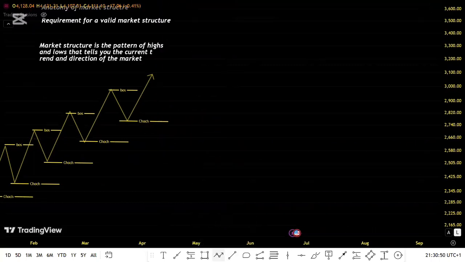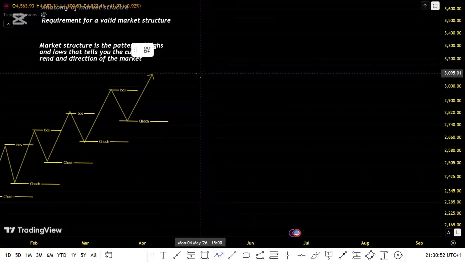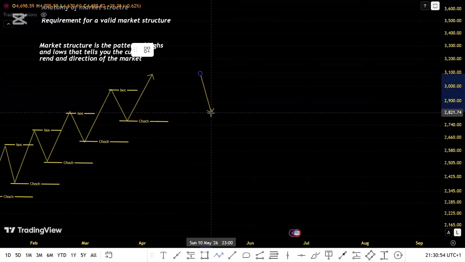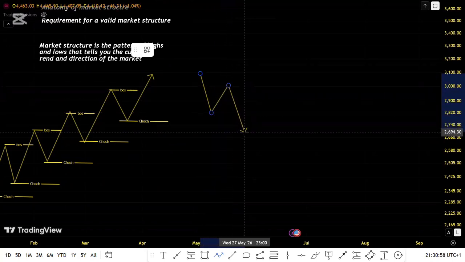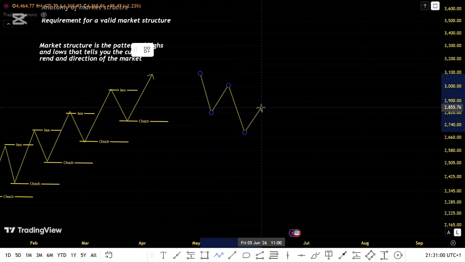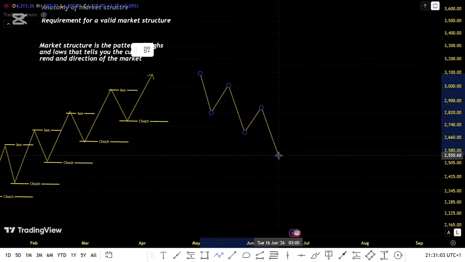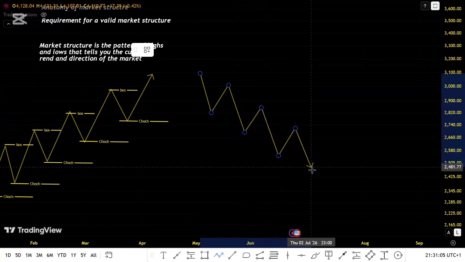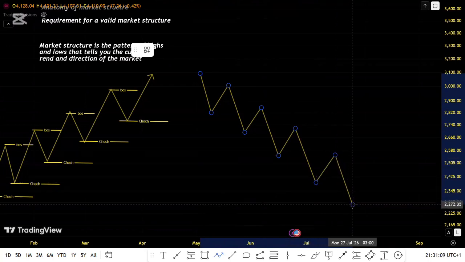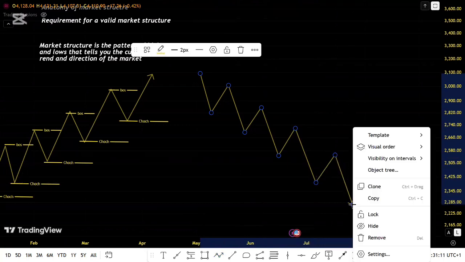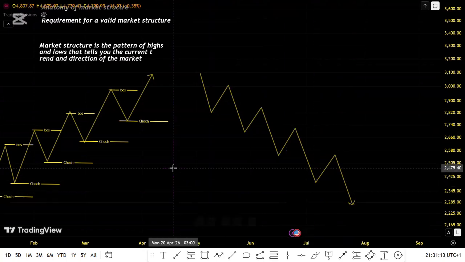So let's look at market structure, bearish market structure this time, right? We've just looked at bullish. So we're considering bearish market structure now. Bearish market structure is like this. So this is a bearish market structure.